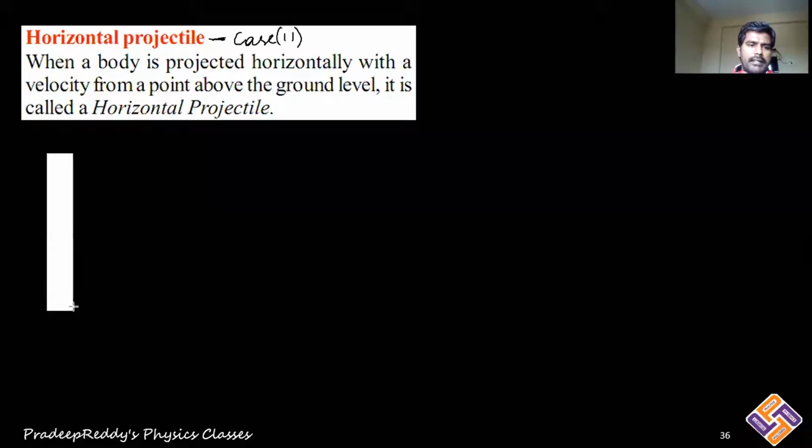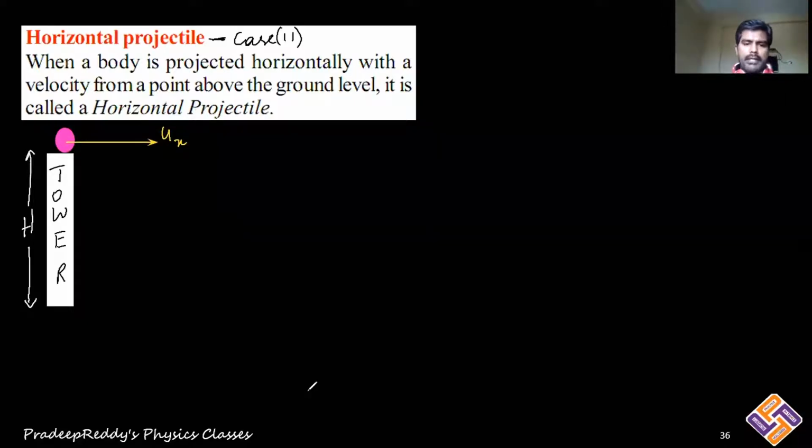Now let us consider a tower. This is the tower, and this tower has height h. You are throwing a body, and that body is projected horizontally with some velocity. That horizontal velocity I am denoting with this. That is velocity along x-axis. Because it is purely given velocity along x-axis, that is ux.